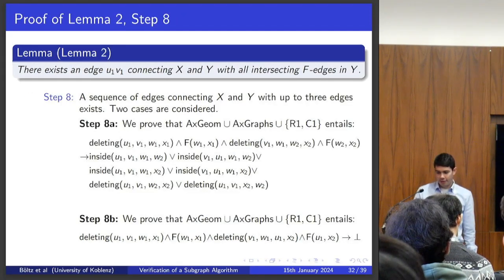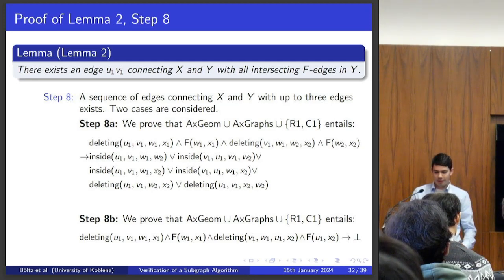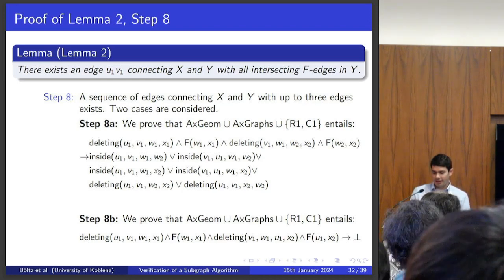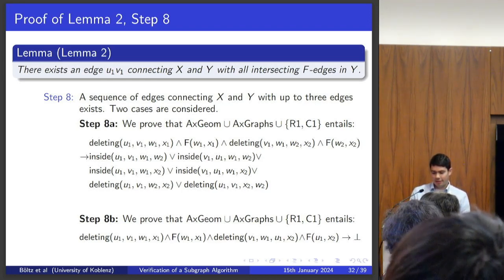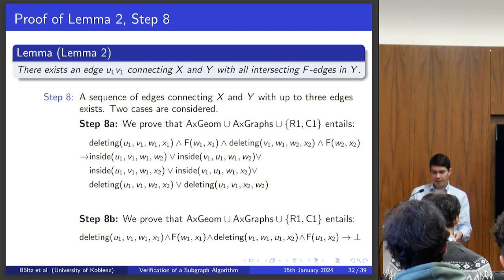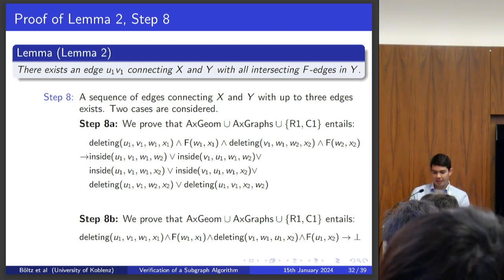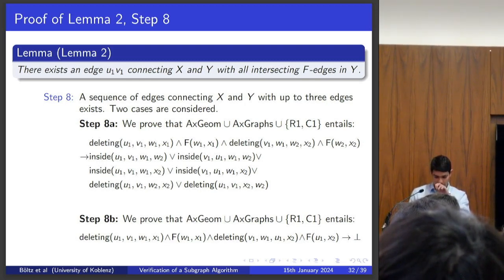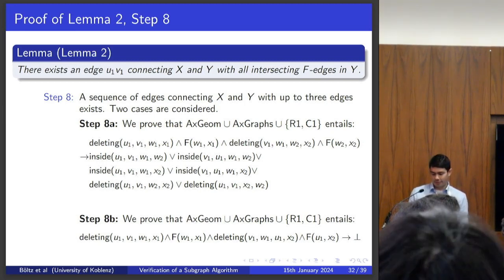Now we are looking at the edges connecting the components X and Y. In the first step, we have this edge U1, V1, which is deleted by an edge W1, X1 in F, and then this edge V1, W1 is deleted by another edge W2, X2 in F, and we see that either W2 or X2 is inside this triangle U1, V1, W1, or W2, X2 is also deleting U1, V1. And the step 8b shows that a cyclic sequence can also not occur here.